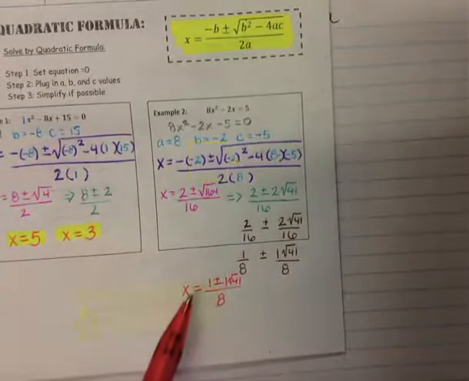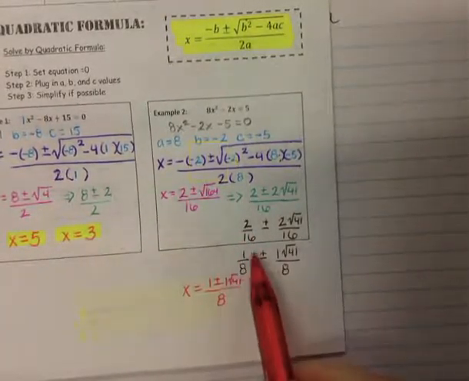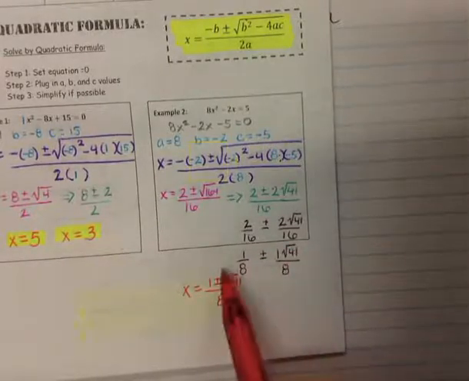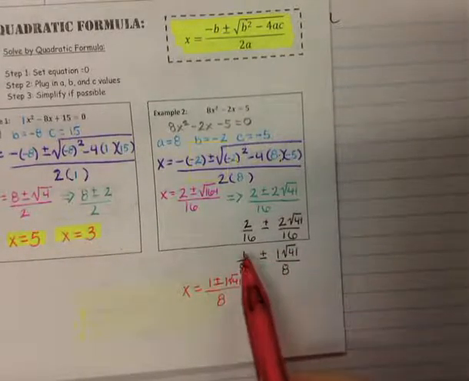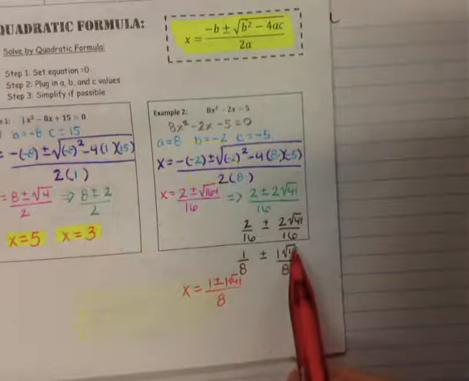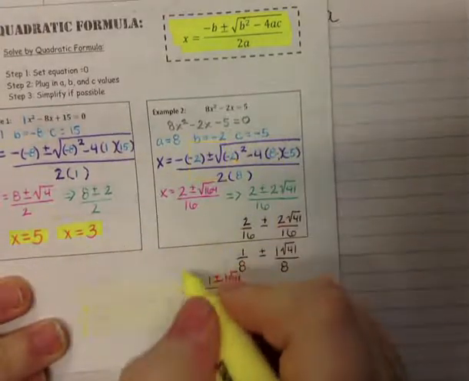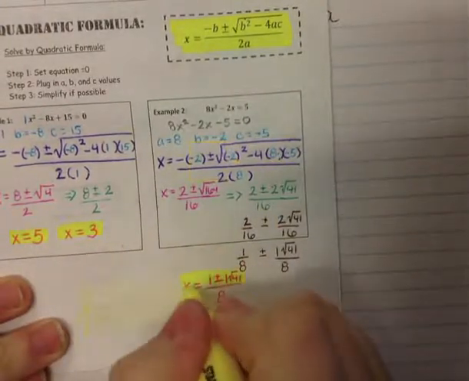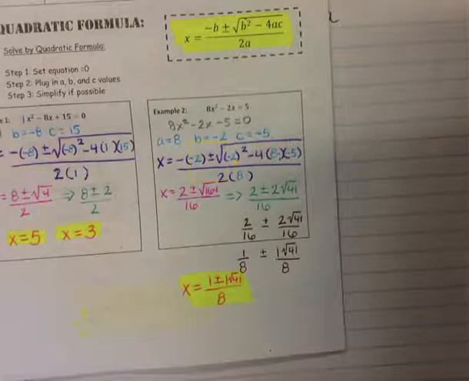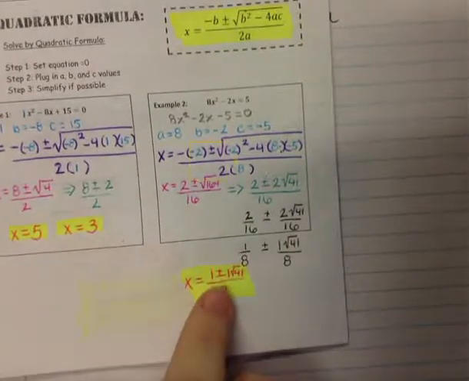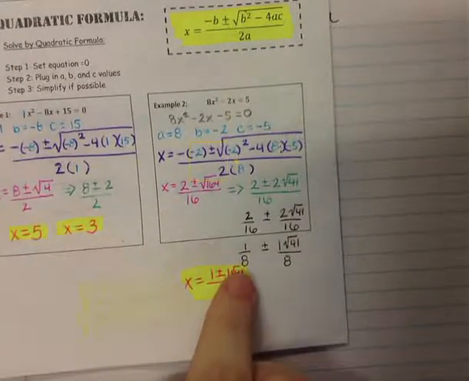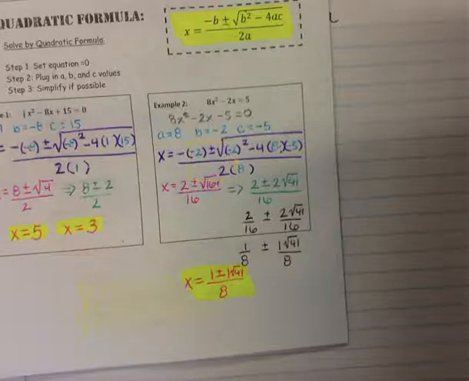So we do have two solutions. We still have 1 plus the square root of 41 all over 8, and we have 1 minus the square root of 41 all over 8. So we can just write it as one answer, as x equals 1 plus or minus the square root of 41 all over 8. And again, we still have two answers, but they are irrational, just like what our discriminant said was going to happen.